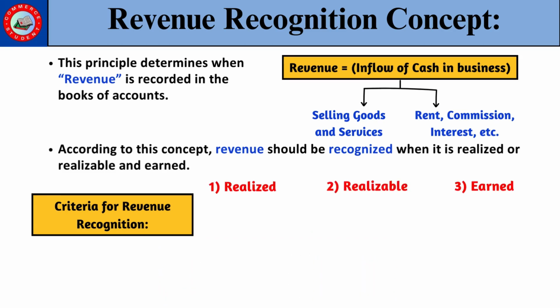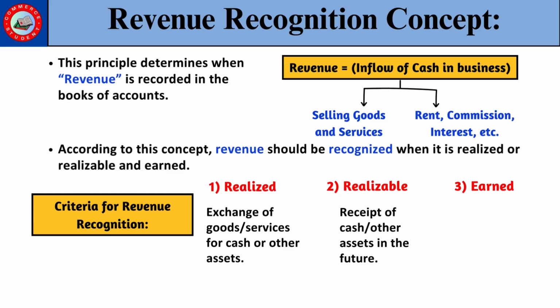Revenue is considered realized when goods or services are exchanged for cash or other assets, indicating that the transaction is complete. It is considered realizable when there is a reasonable expectation of receiving cash or other assets in the near future, and it is considered earned when the seller completes its obligations towards buyer and the buyer can use the goods or services. So proper revenue recognition is crucial for accurately portraying a company's financial performance.